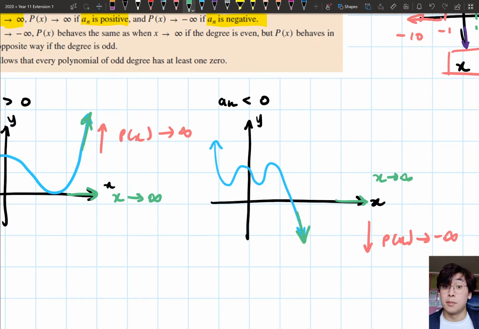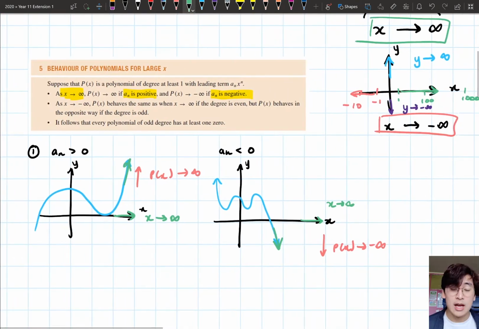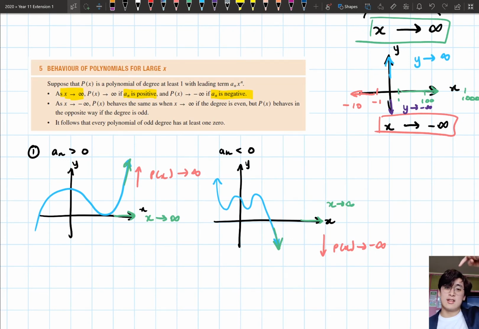It goes down towards the bottom right-hand corner. Okay, so that's what this first dot point tells me. The leading coefficient tells me what happens as x goes to infinity, so as x gets really, really big, does it go towards the top right-hand corner? So does p of x get bigger? That's if it's greater than 0. Or does it get smaller and go towards negative infinity? That's what this leading coefficient tells me.